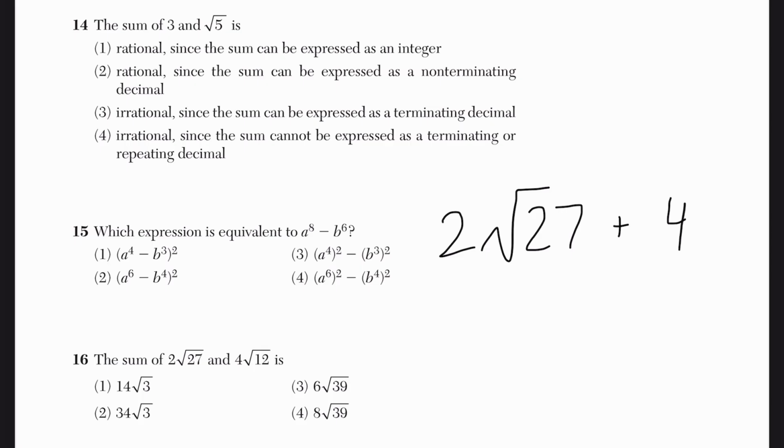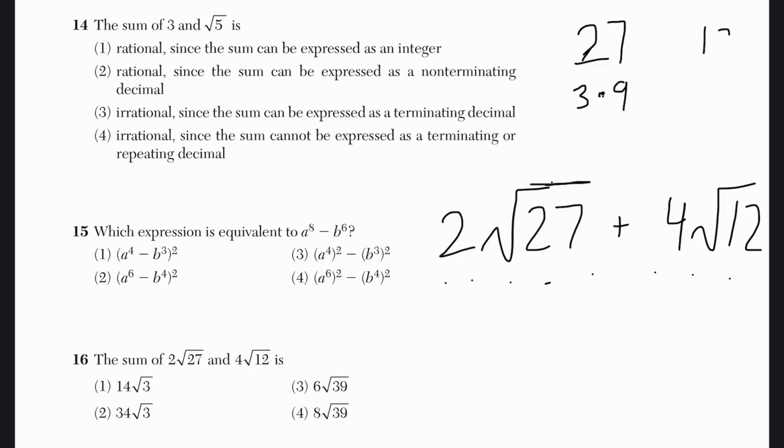We want to simplify these radicals. You kind of think of them almost like variables, and you can't add these two addends together because they don't have the same radical. But let's just break down 27 super quick. We know 27 is 3 times 9. And we know 12 is 3 times 4. And what's really cool about that is 9 is a perfect square and 4 is a perfect square.